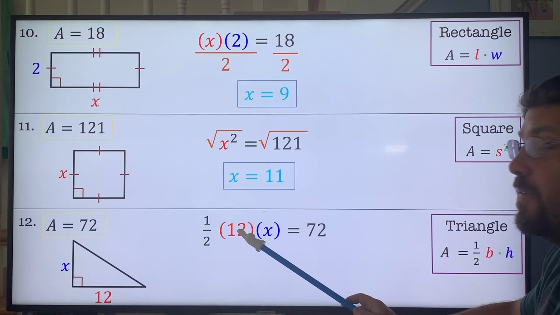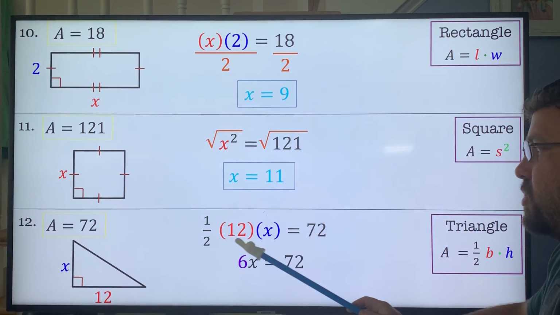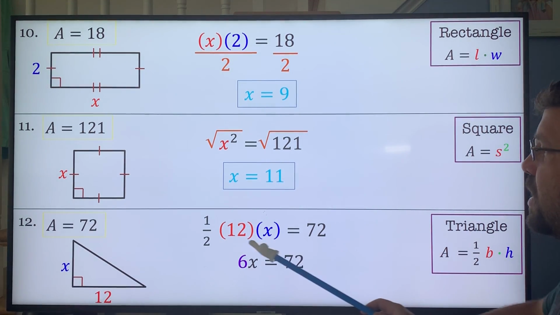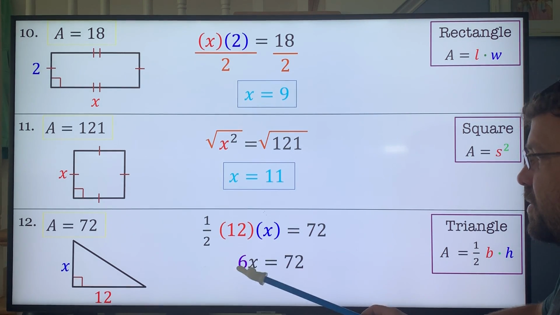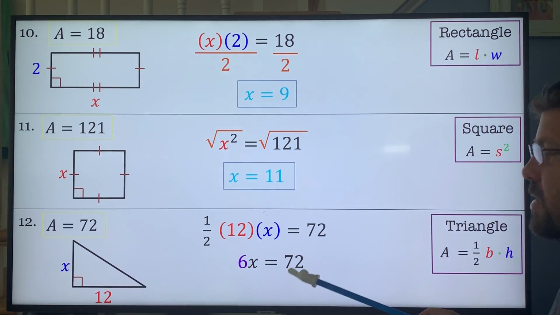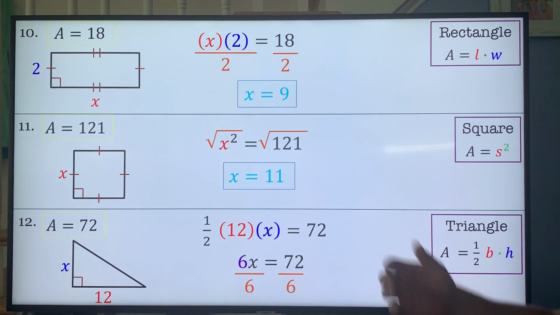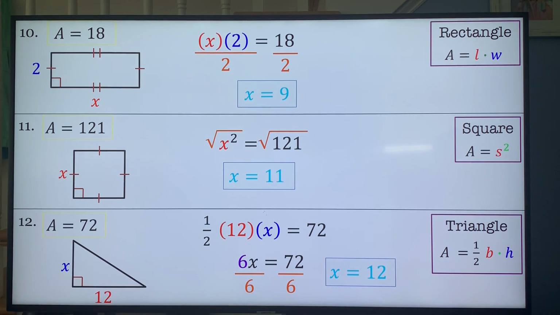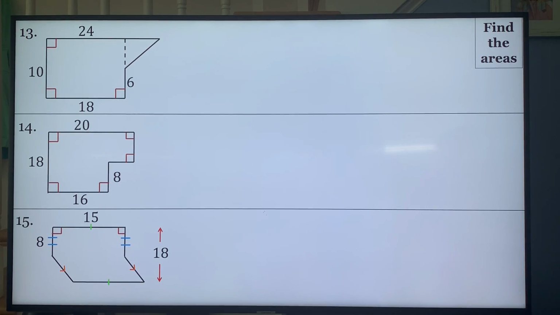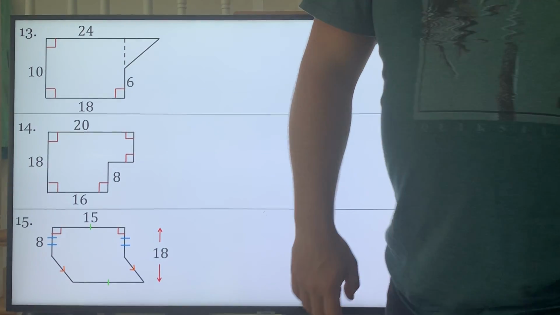Half of 12 is 6. You don't distribute because it's just multiplication. If there's a plus, then you would have to distribute, but it's not. So you get 6x is 72. Divide both sides by 6, and you get as an answer 12. All right? See? Easy. Why don't you guys try some of the regular figures, which are 13 to 15.